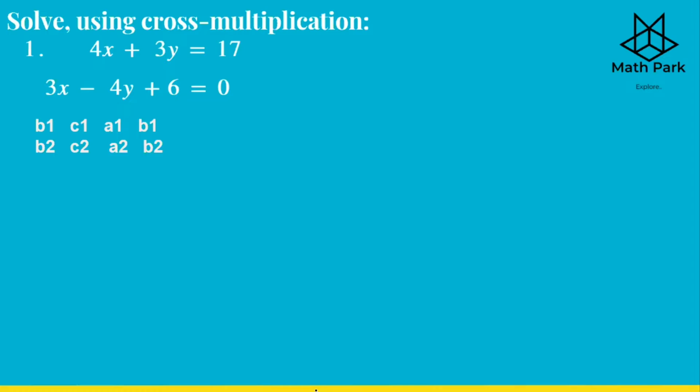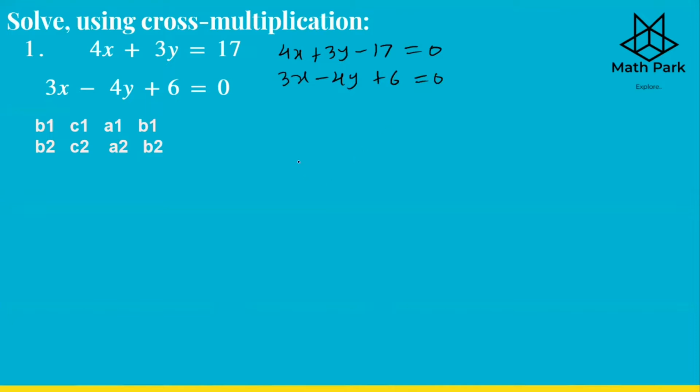So here we start with the first question. We solve using cross multiplication. So we have two equations: 4x plus 3y is equal to 17 and 3x minus 4y plus 6 is equal to 0. First thing we do is write these equations in the form of ax plus by plus c is equal to 0. So we write this as 4x plus 3y minus 17 is equal to 0. Then this is already given, 3x minus 4y plus 6 is equal to 0.